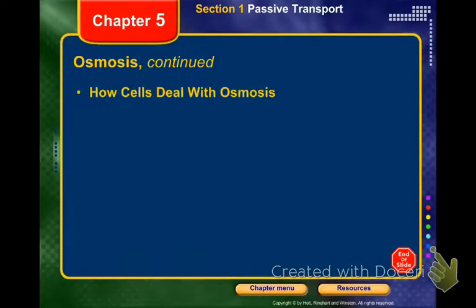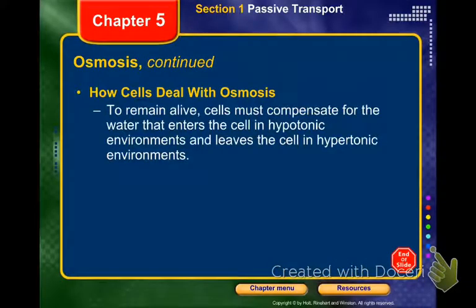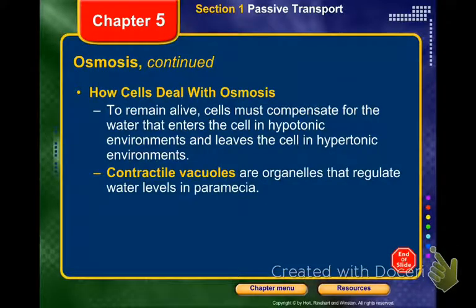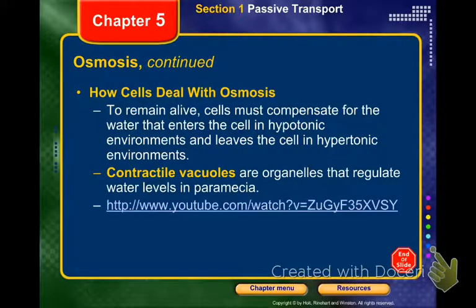So how do cells deal with osmosis? Cells have to compensate. And if you're a single-celled organism, if you're only 1 cell big, you compensate in a different way than if you're an organism that has an excretory system. We have kidneys, and our kidneys help us to compensate with that. So for an organism like a paramecium, they have a structure called a contractile vacuole. Okay, and I have a nice little YouTube video for you to watch and look at the contractile vacuole.